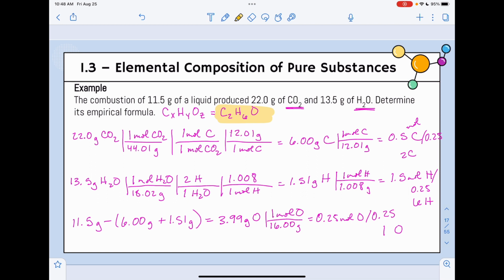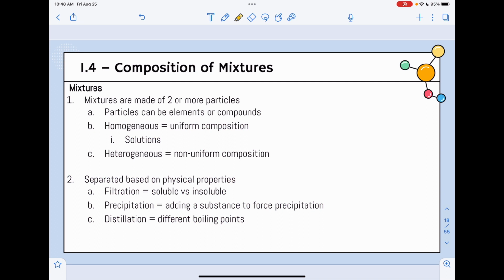Okay, so now that we've looked at several different ways to determine the empirical formulas, let's look at composition of mixtures. So if pure substances are one type of particle, mixtures are 2 or more particles in a substance. They're not chemically combined, okay? So that's the difference between a compound and a mixture. Compounds have chemical bonds between the 2 different components, whereas mixtures have 2 different particles that are not chemically combined. So those particles in the mixture can be elements or compounds. So you can have a mixture of elements, a mixture of compounds, a mixture of elements and compounds, and so on and so forth.